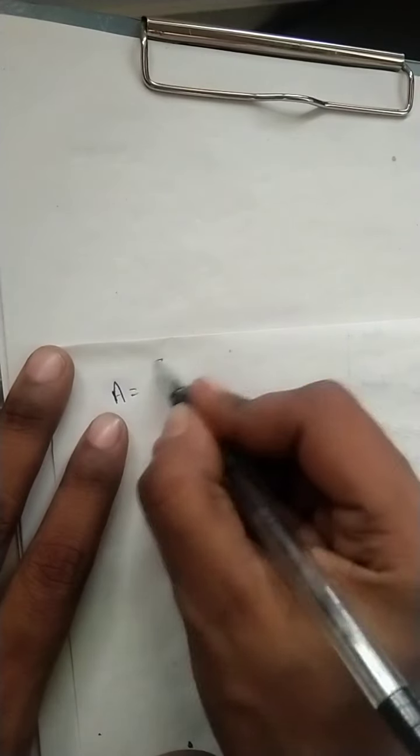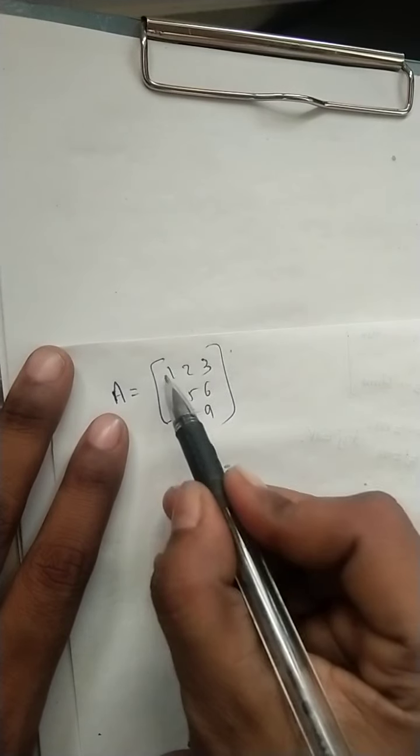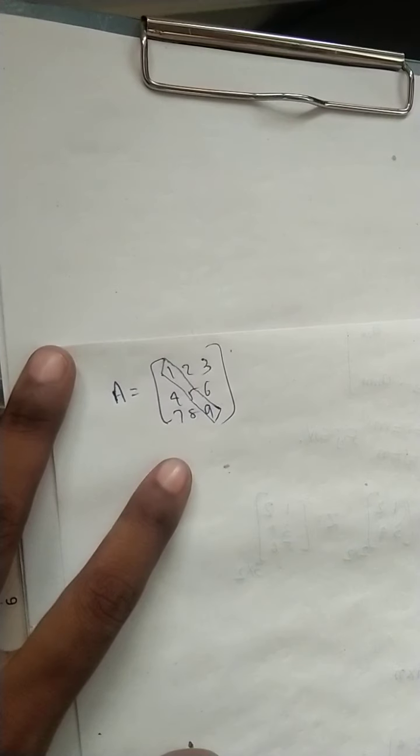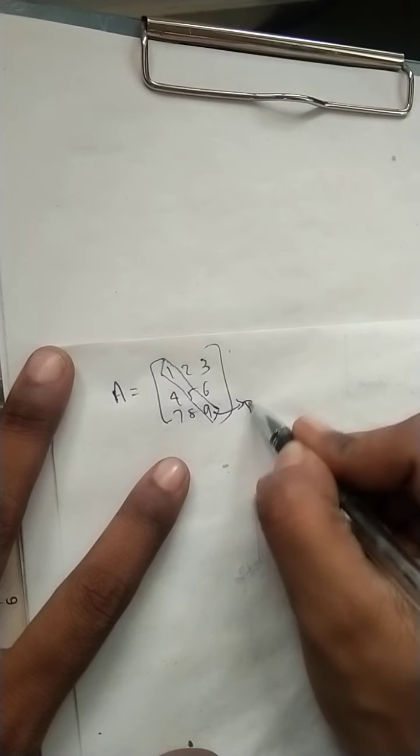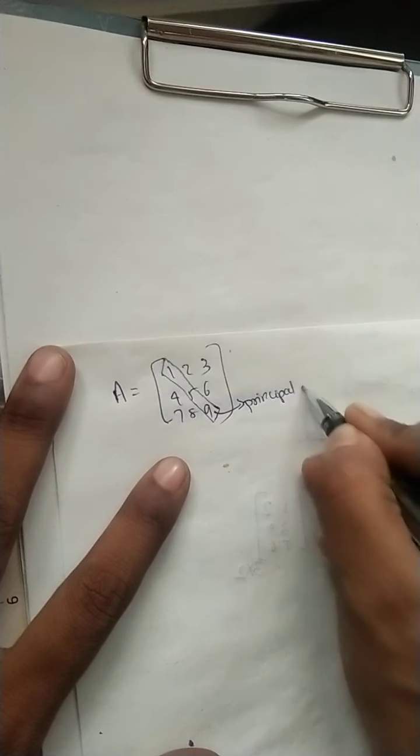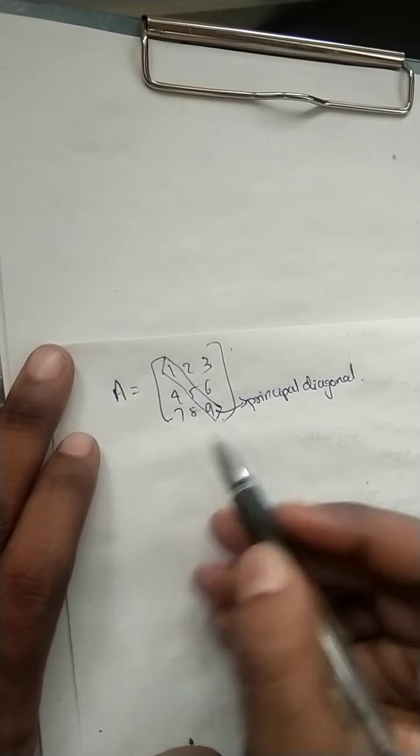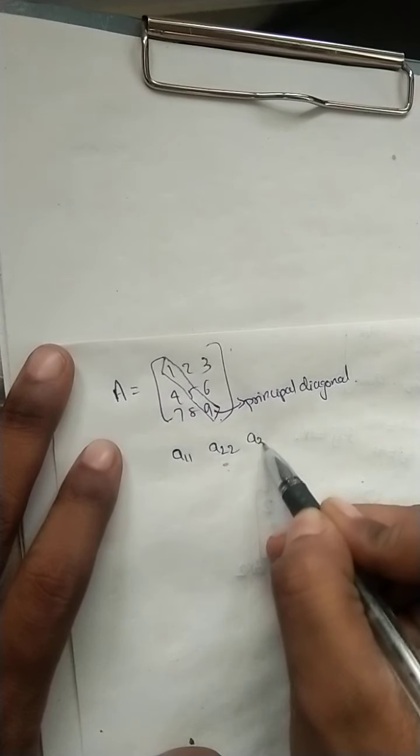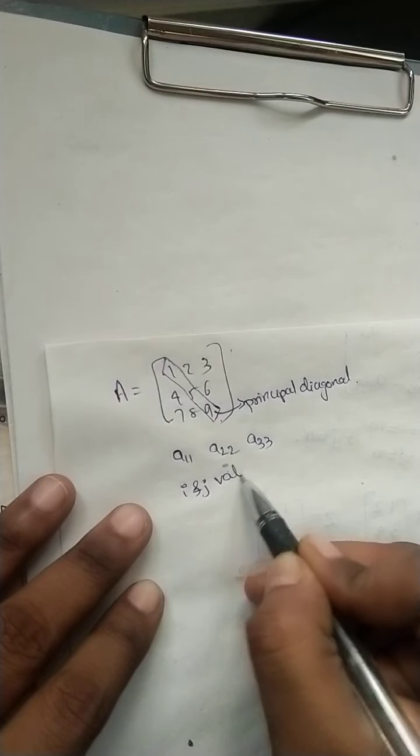Next comes the diagonal matrix. Consider a matrix A: 1, 2, 3, 4, 5, 6, 7, 8. See the values which are here on the diagonal. Those elements are called the principal diagonal. Because you see, these values are A11, A22 and A33. Here the i and j values are equal.